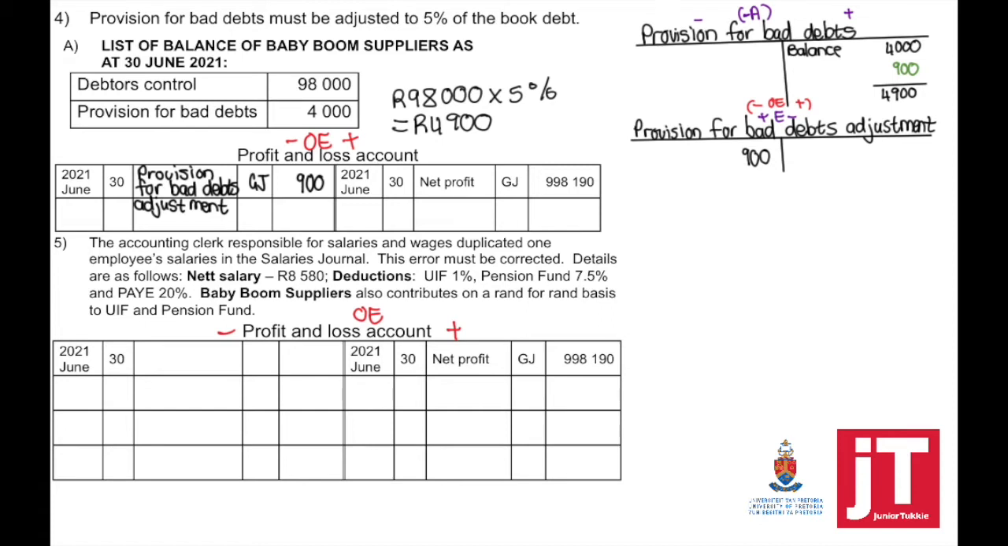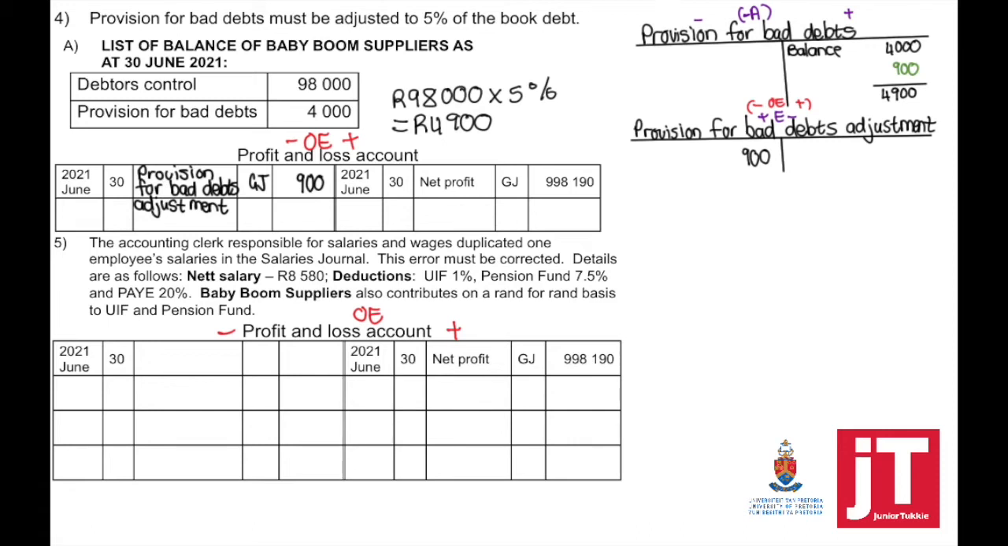Adjustment number 5. The accounting clerk responsible for salaries and wages duplicated one employee's salary in the salaries journal. This error must be corrected. Details are as follows. The net salary, 8,580. Deductions consisted of UIF, 1%, pension fund, 7.5%, and pay-as-you-earn, 20%. Baby Boom Supplies also contributes on a rand-for-rand basis to the UIF and the pension fund.